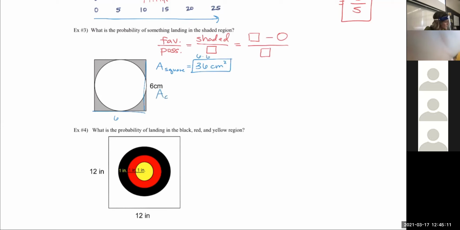What's the area of the circle? What's your radius? It's 3, right? If the diameter here has to be the same as the side of the square, then my radius would have to be 3. So the area of the circle, we're going to do pi times the radius squared, or 9 pi square centimeters.